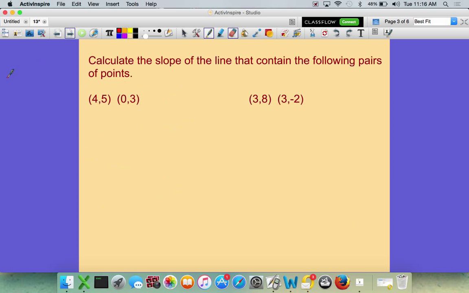All right, next one. Find the slope of the line containing the following pairs of points. Well, slope is, first of all, slope is m. That's always the change in y over the change in x. Make sure that you are doing it the same way every single time.